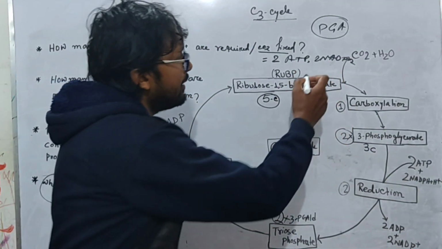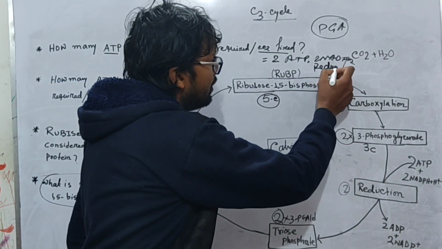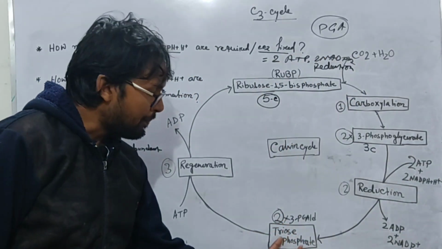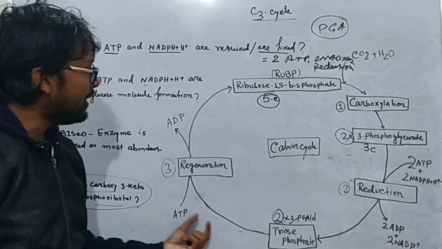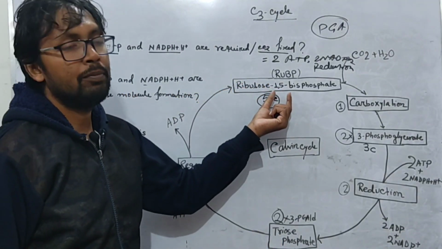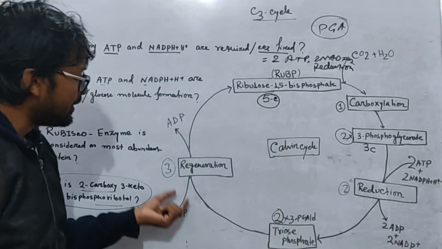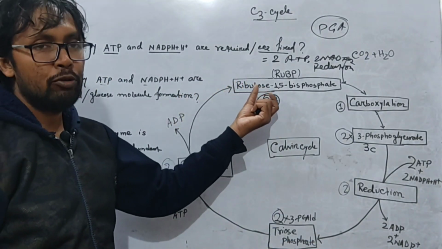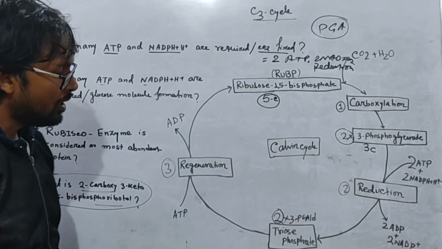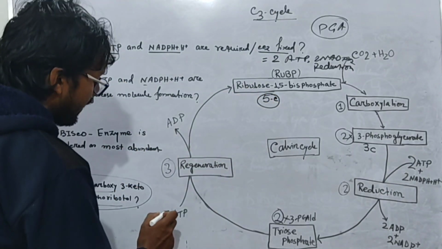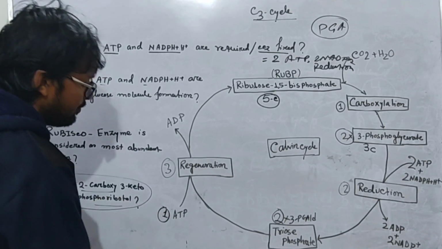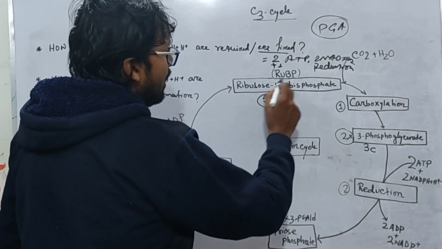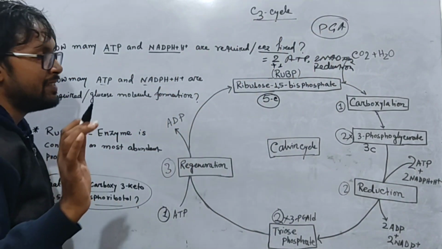Here, the 2 molecules are in the reduction stage only. In the reduction stage, and here 3-PGAL will be regenerated to ribulose 1,5-bisphosphate. For this process of regeneration from phosphoglyceraldehyde to ribulose 1,5-bisphosphate, what will happen? 1 ATP molecule is again required. So the total ATP is 2 plus 1, that is 3, and NADPH is 2.